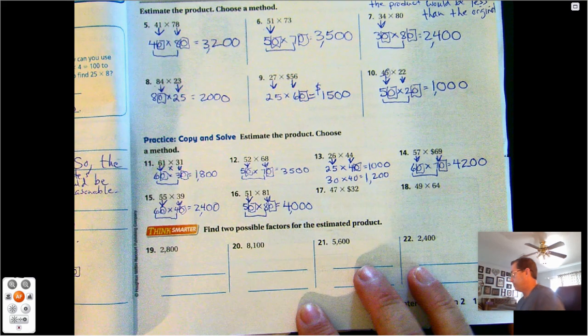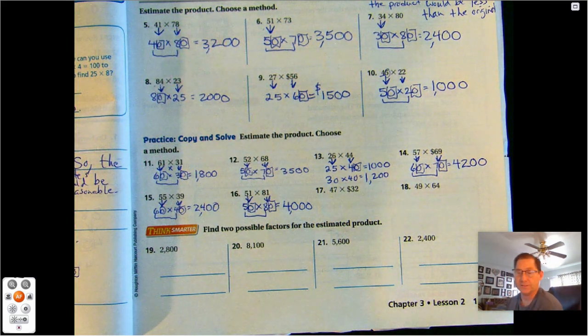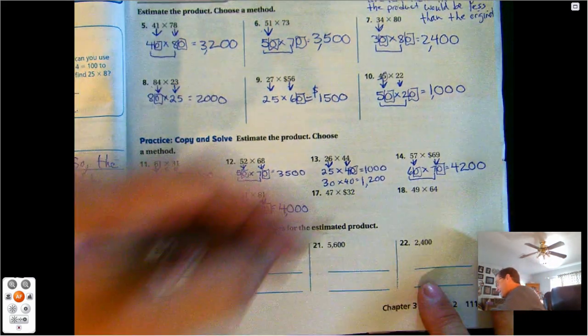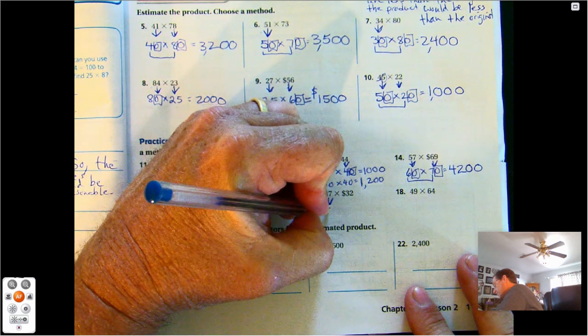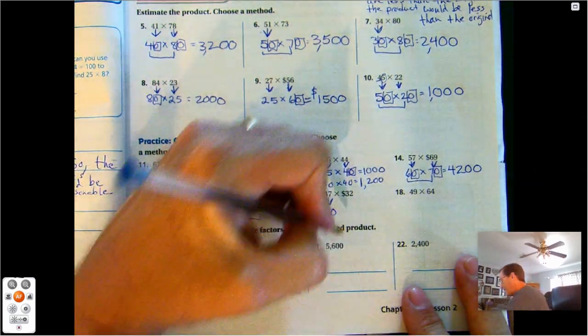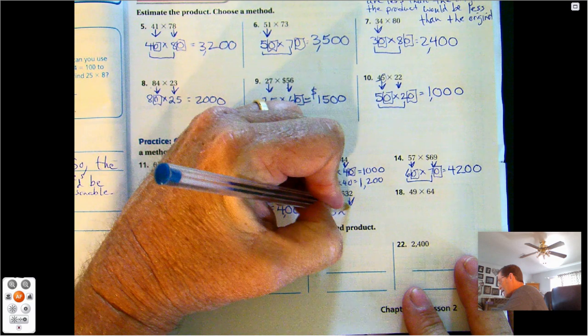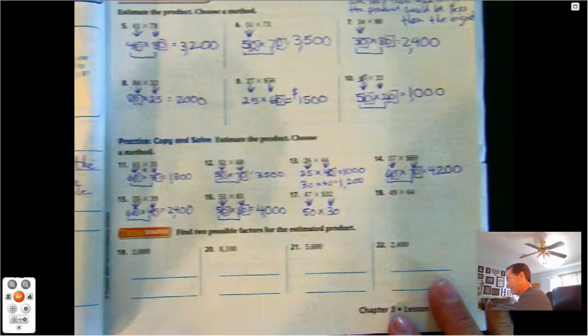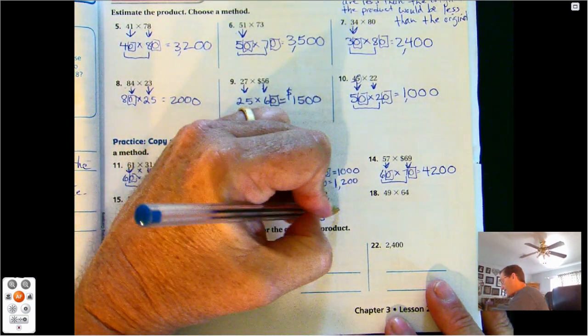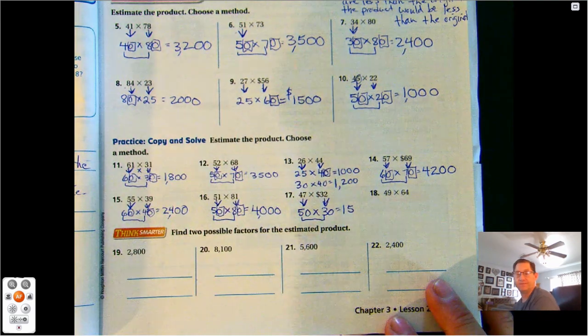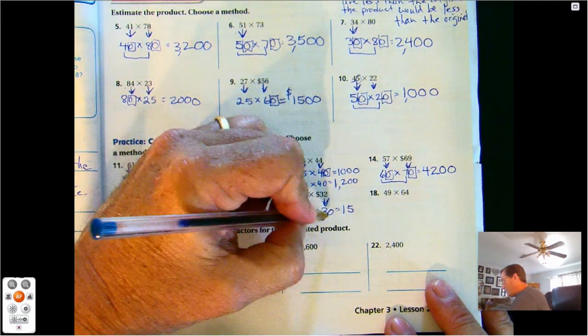47 times 32. I'm going to round 47 to 50. And I'm going to round 32 down to 30. We have a basic math fact of 5 times 3, which is 15. And there are 2 total zeros in my factors. So my product will have 2 zeros.